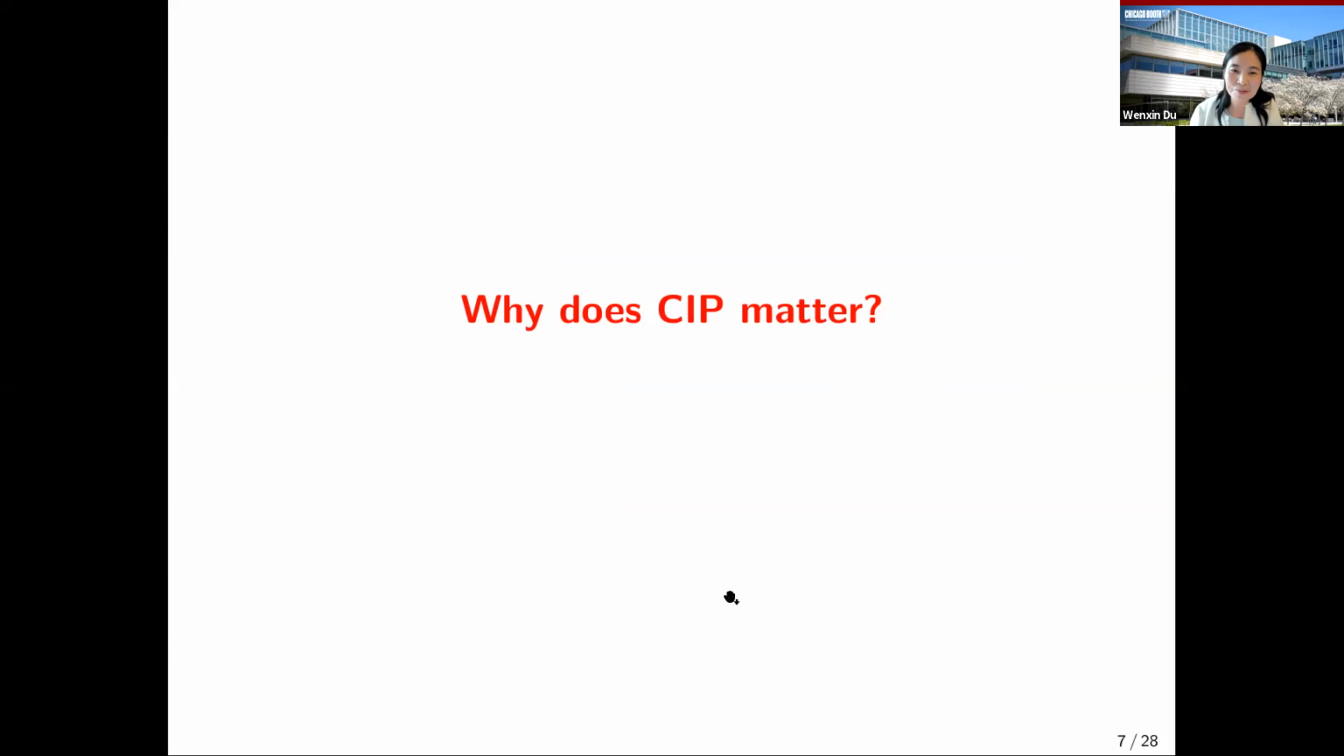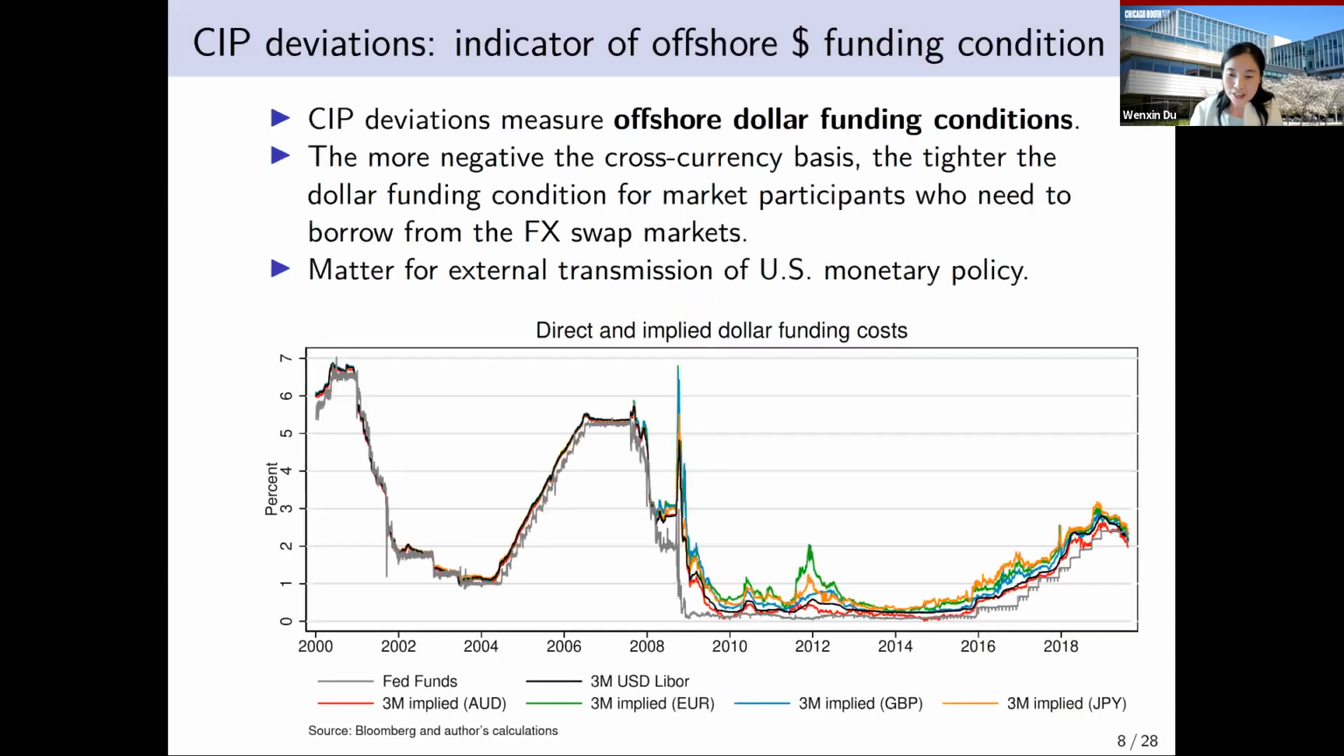All right, so the next thing is why does CIP matter when we talk so much about it these days? I can broadly summarize at least three things that might interest you, to try to motivate that there is some merit to studying these objects in greater depth. The first thing has something to do with the external transmission of US monetary policy.